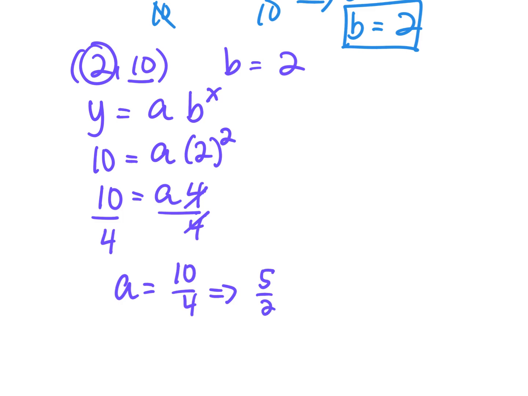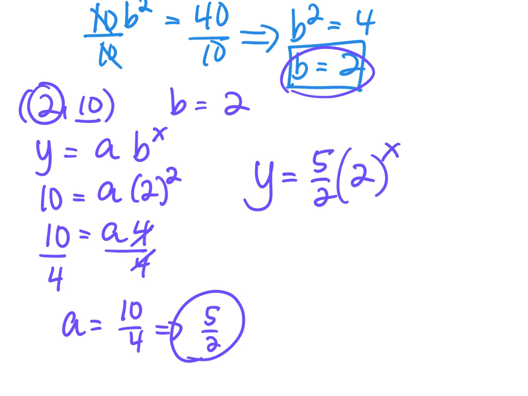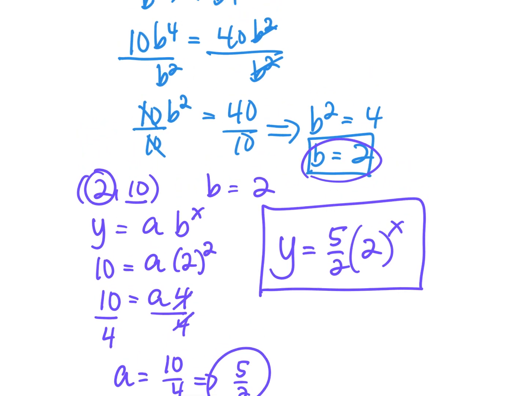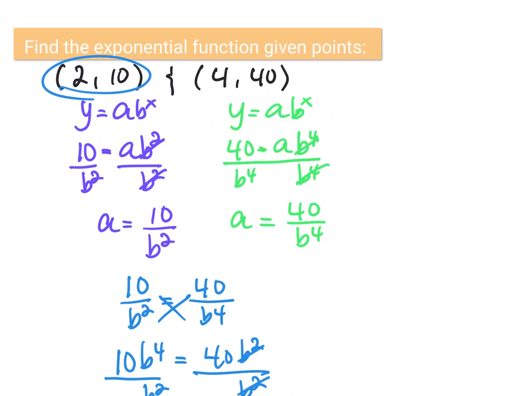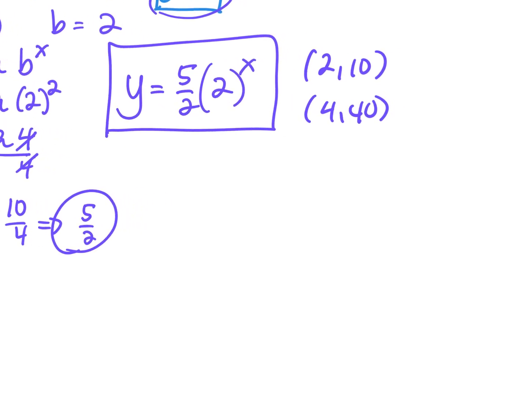Okay, so now that we have our a and b, a being 5 over 2 and b being 2, we can put our function together. Here our function is going to be y is equal to, our a is 5 over 2 multiplied by 2 raised to x. This is our function in here. Okay, let's recheck. The points that have been given to us are 2, 10 and 4, 40. Let's see if it's going to be correct.